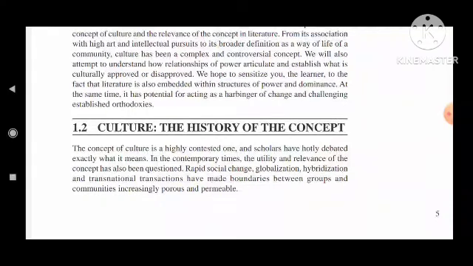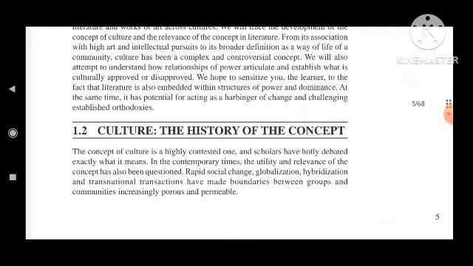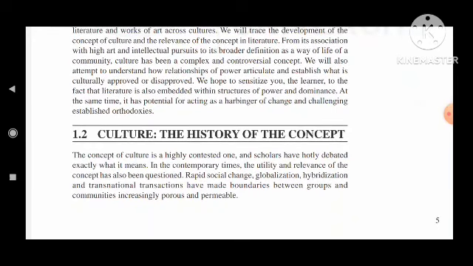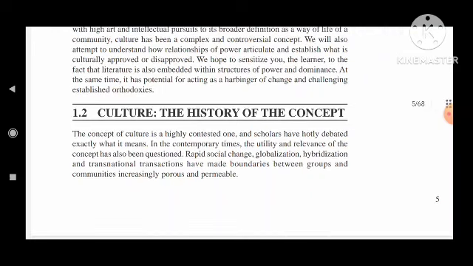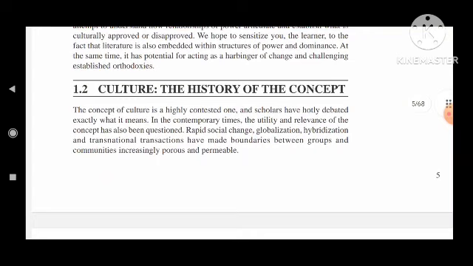That is called dominance. At the same time, it has potential for acting as a harbinger of change and challenging established orthodoxies. Orthodoxies means some opposite challenges or some opposites, that is called orthodoxies. So harbinger of change and challenging established orthodoxies.